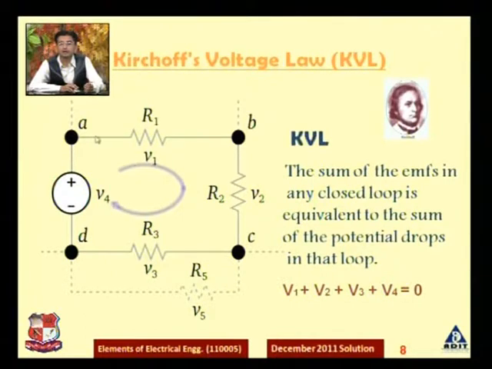But if you add V1, V2, V3, or let's say V4 is also there, the algebraic sum of all the voltage drops is equal to the supply voltage. That is the second law of Kirchhoff, which can be called Kirchhoff's voltage law. It is sometimes also mentioned as Kirchhoff's mesh law.